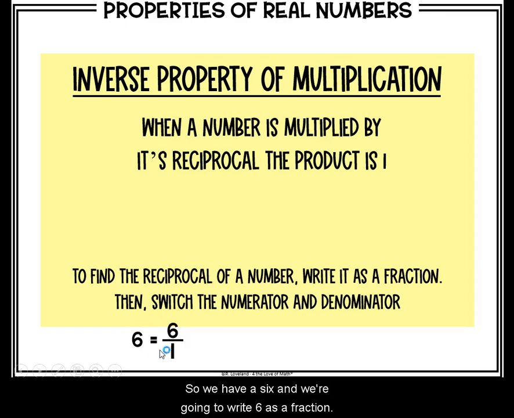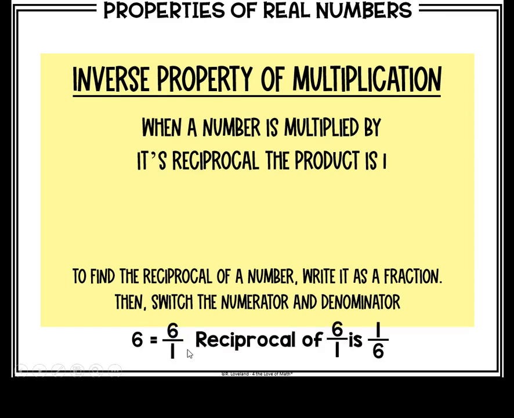So if we have 6 and we're going to write 6 as a fraction, we're going to write it 6 over 1. To find the reciprocal of 6, we're going to flip those values. So we're going to have 1 over 6 instead of 6 over 1. The reciprocal of 6 is 1/6.